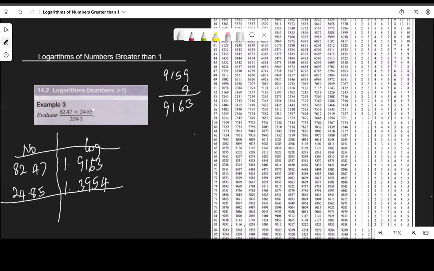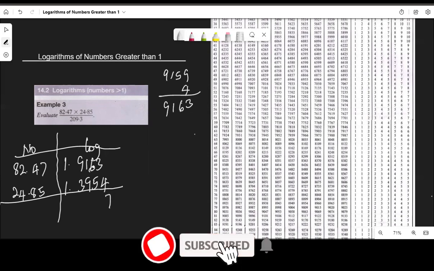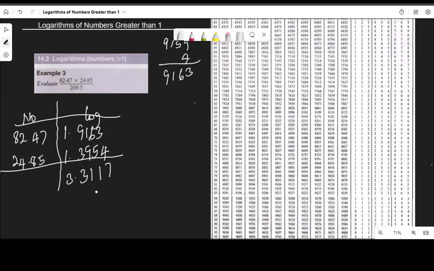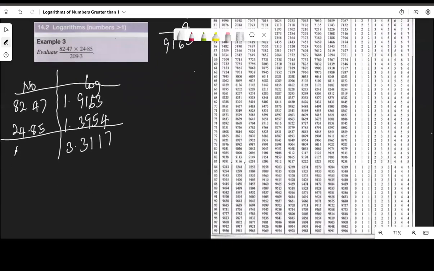And when multiplying two numbers, we add their logarithm. So 3 plus 4 is 7. 6 plus 5 is 11. Right, 1 carry 1. 1 plus this is 2. 2 plus this is 11 again. Carry 1. 1 plus this 10 plus this 13. Carry 1. 1 plus this, 2 plus this 3. So the logarithm of the first number, the numerator, is 3.3117. We call it the numerator.